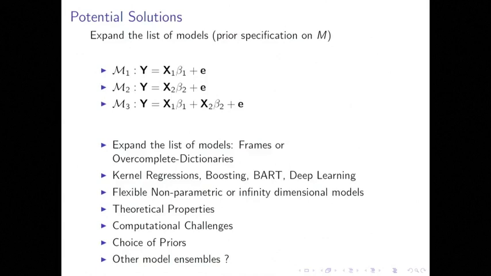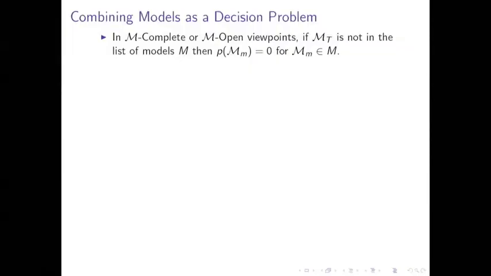So at the beginning we said, well, there's the M-open, M-closed, M-complete. What about other ways of trying to use these multiple models in an ensemble? Okay, so we could also go back, so we talked about our point estimate as a decision problem. We could think about the problem of combining models actually as a decision problem and not as part of the model building. Okay? And so in both of these, in the incomplete or M-open perspectives, there's the explicit view that the true model is actually not in the list of models.